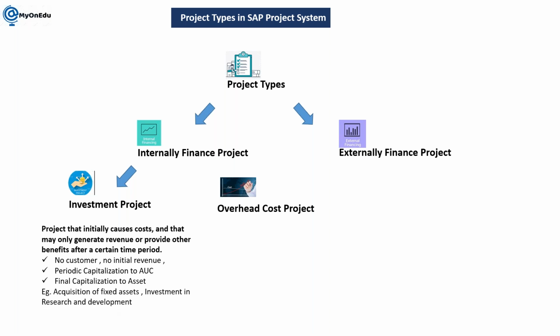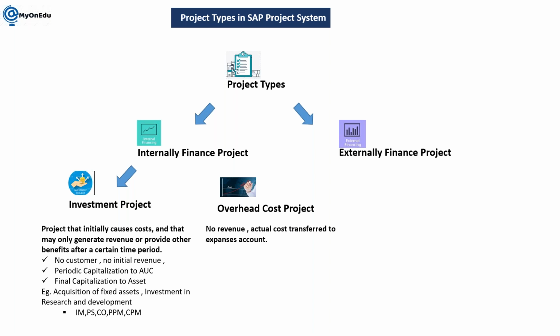This kind of project covers acquisition of fixed assets, investment, and research and development, which is also one project. We can implement this kind of project in IM, PS, CO, PPM, and CPM. As of now, just remember the definition of an investment project. How exactly it is implemented using different modules, we'll understand later.